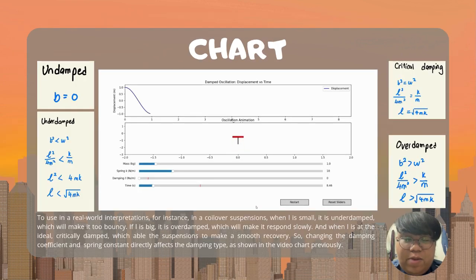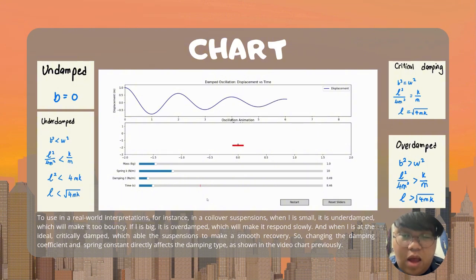Here is a video demonstration of the damping system. When the system is undamped, b is equal to 0, so the graph will oscillate indefinitely. For L less than the square root of 4mk, the system is underdamped, so the graph will still oscillate, but the amplitude will gradually decrease.